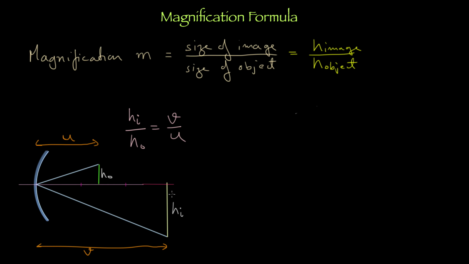Those are the corresponding heights, and we very well know that these two are similar triangles. We have done that before. Two angles are same, so third angle has to be same. They are similar triangles, right? So this is the mathematical formula. Get the point?